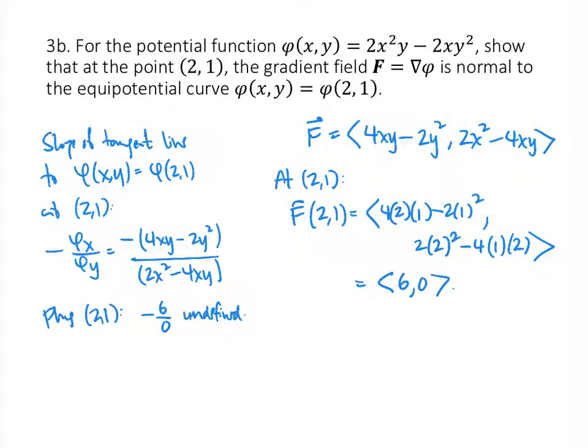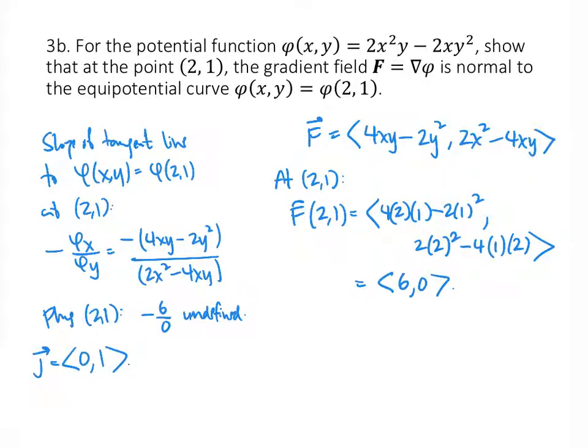So what is that telling us about this curve at that point, (2, 1)? Well, if the slope of the tangent line is undefined, that means the tangent line is a vertical line. So a vector that points in that tangent direction would be a vector that points only vertically. And so one vector that we could use would be the vector j, <0, 1>.